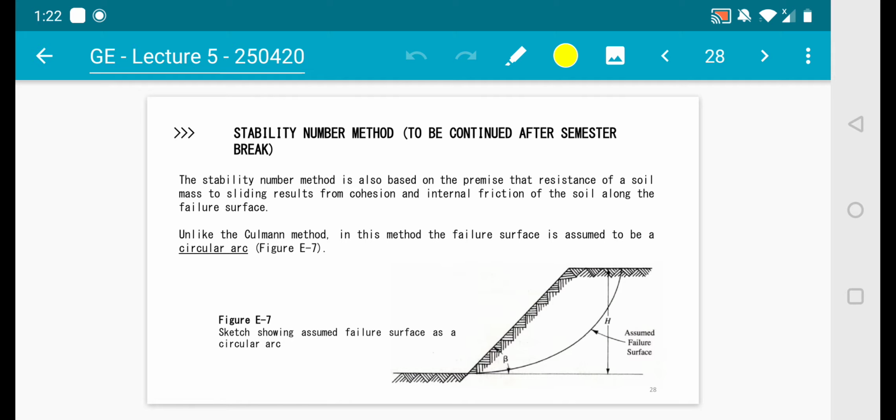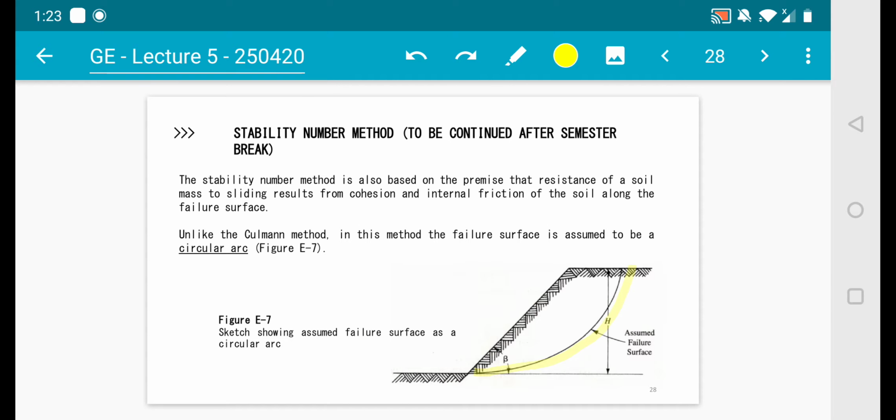The method assumes the failure plane as a circular arc. Previously, in the previous method, we assumed the failure is on an incline, a straight line. But now we want to move toward a better estimation. We assume that the failure surface is a circular arc. So that's the main difference here.